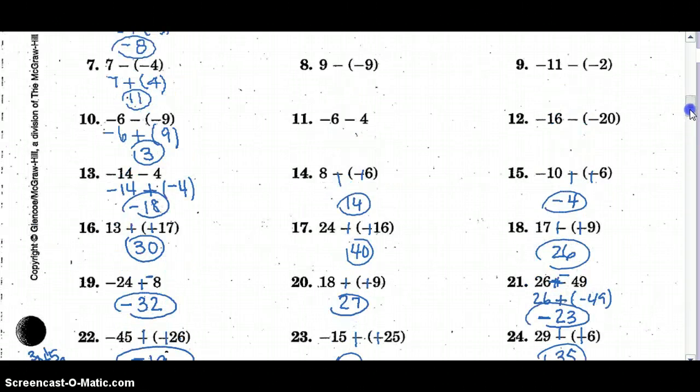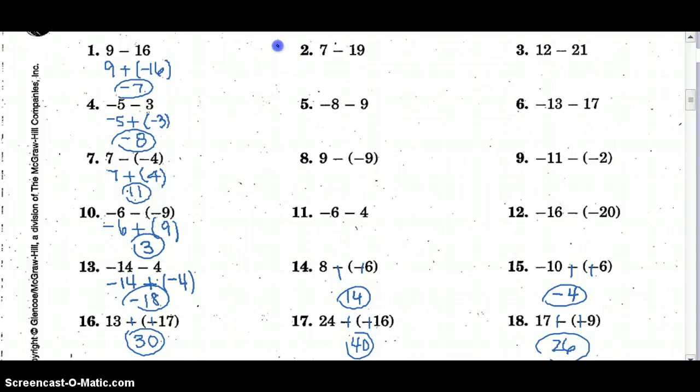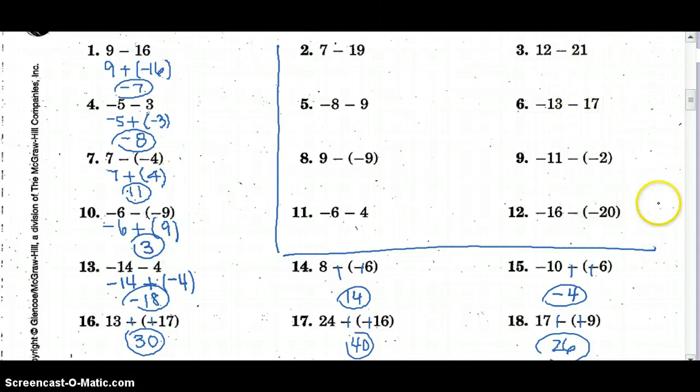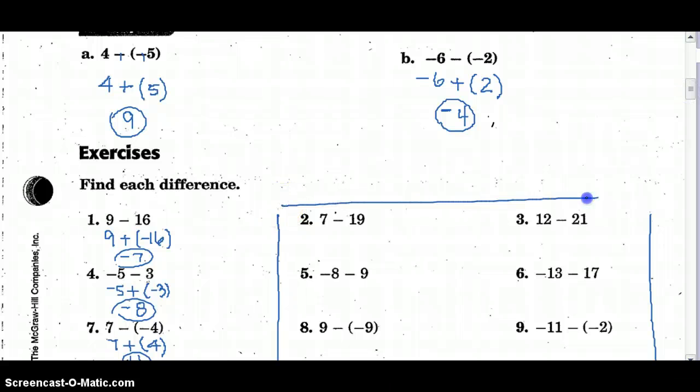So there's a few that I haven't worked. I want you to finish and try those on your own. These 1, 2, 3, 4, 8 problems I would like to see that you have attempted on your own when I check your notes tomorrow.